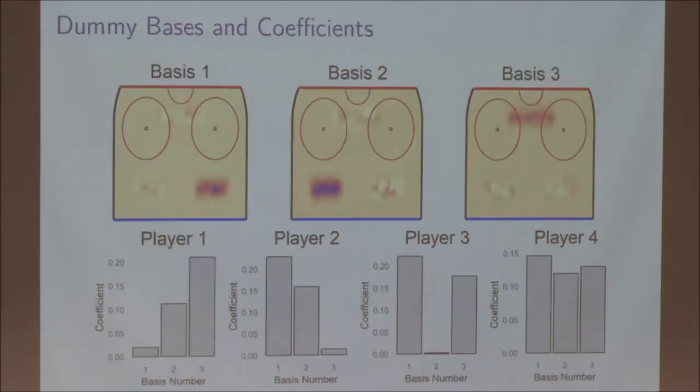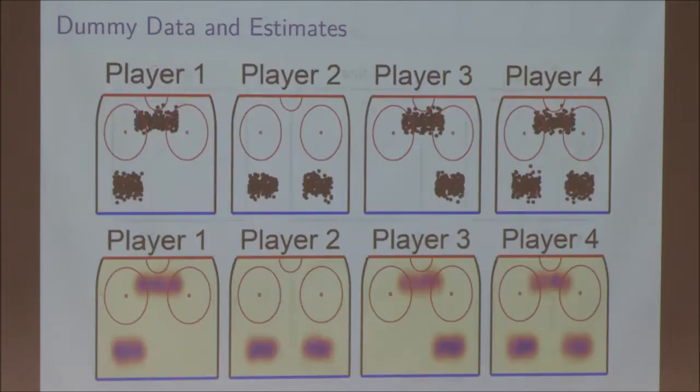And so this is what those 2 matrices will look like. I've got basis 1, which is just shots from here, basis 2, which is just shots from the left point, and basis 3, which is shots from the crease. And so instead of having 4 pictures, I now have 3 pictures and a couple of numbers. And so I've cut down my data quite a bit. I've summarized what's going on the ice. Player 1 has almost no shots from basis 1, a couple of shots from basis 2, and mostly shots from basis 3.